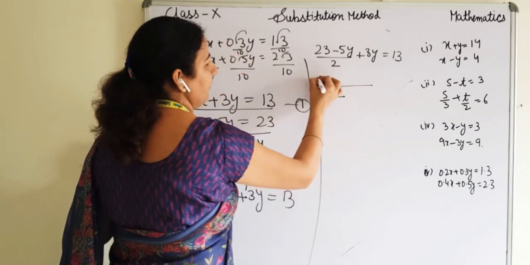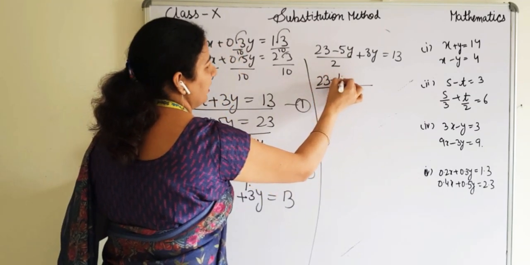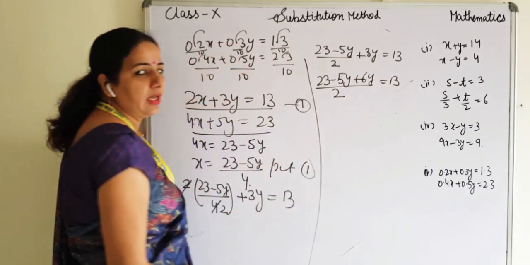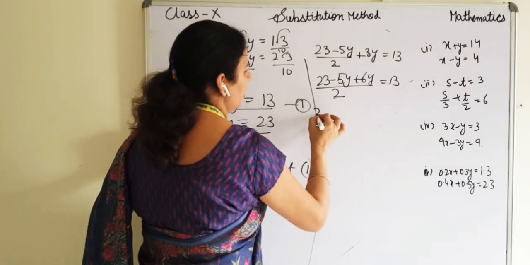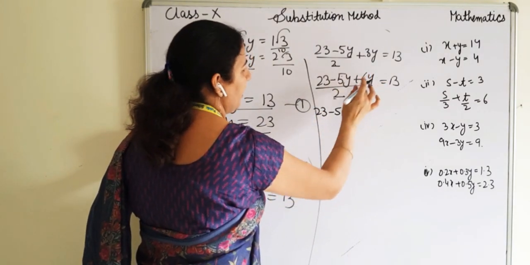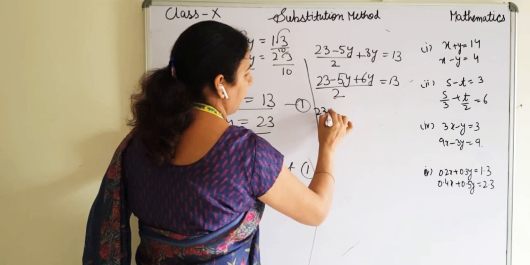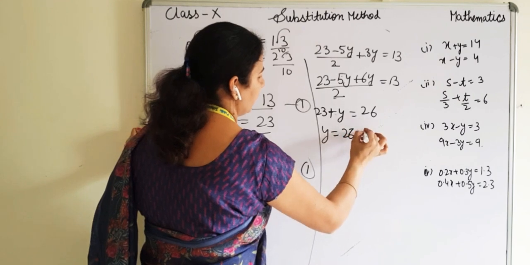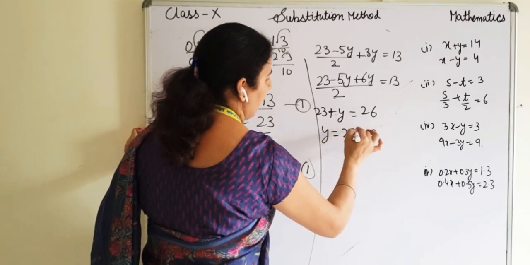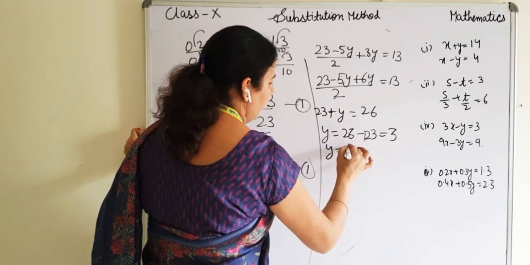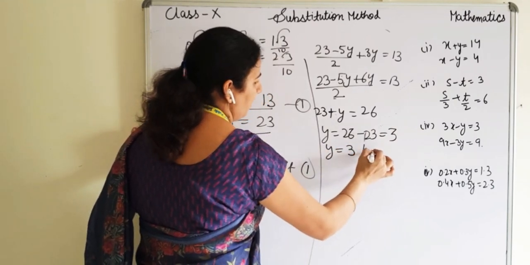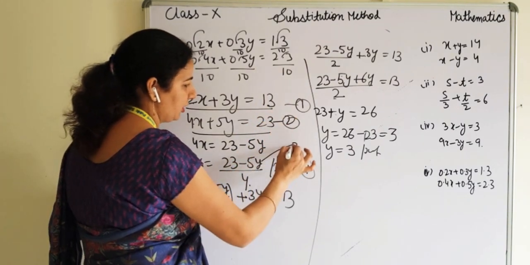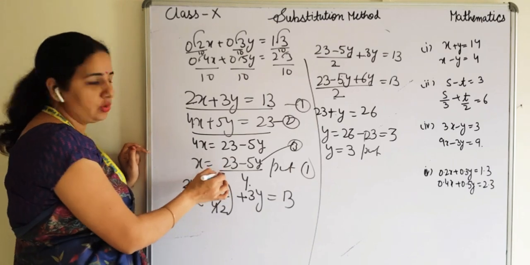Take the LCM. LCM will be 2. 23 minus 5y, 3 times 2 is 6y, is equal to 13. Now do the cross multiplication. 23 minus 5y plus 6y is plus y is equal to 26. Y is equal to 26 minus 23, and the answer is 3. So what is the value of y? It is 3. Put in equation number 1 or 2, or you can also put in this equation. This is equation number 3. It is easier, so I will put it here.